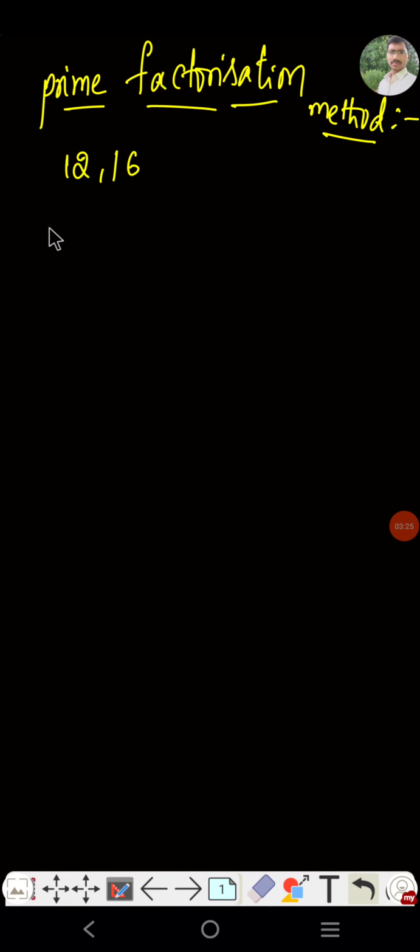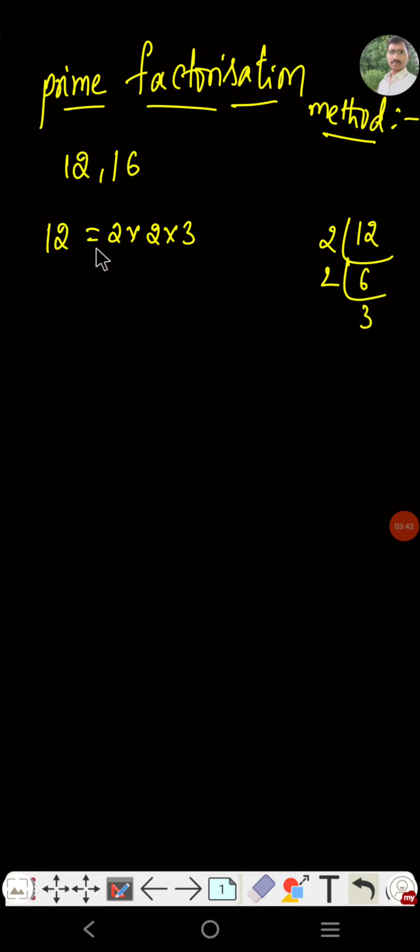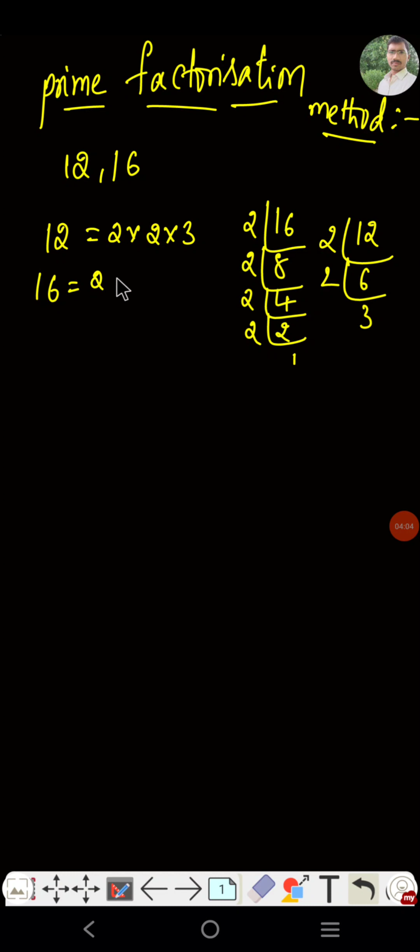First write down the prime factorization of 12. 2 sixes are 12, 2 threes are 6. That's it. That is 2 into 2 into 3. It is the prime factorization of 12. Similarly, write down the prime factorization of 16 also. 2 eights are 16, 2 fours are 8, 2 twos are 4, 2 ones are 2. That means 16 can be written as 2 into 2 into 2 into 2.